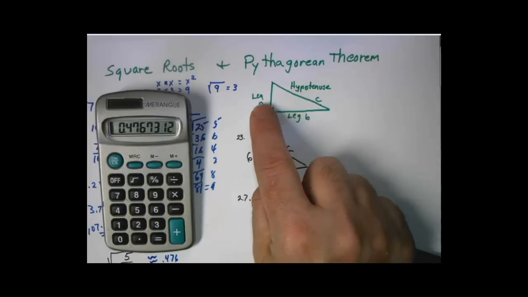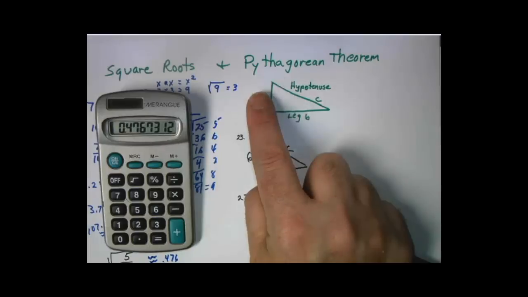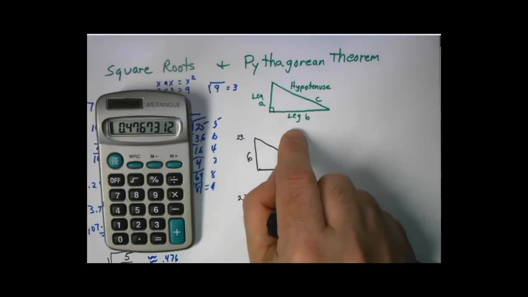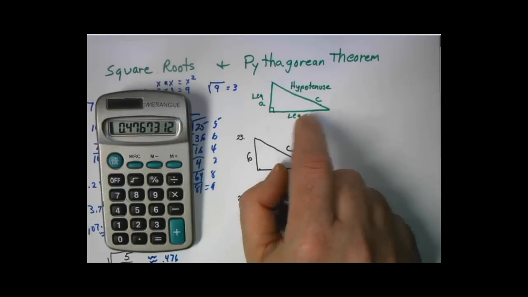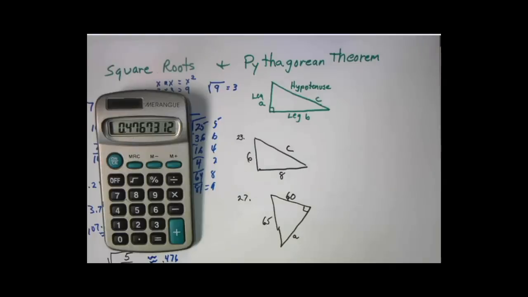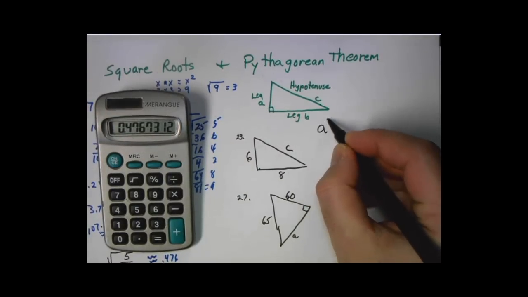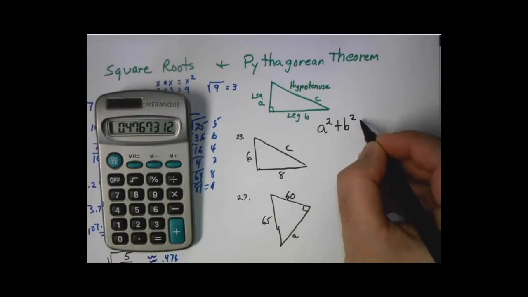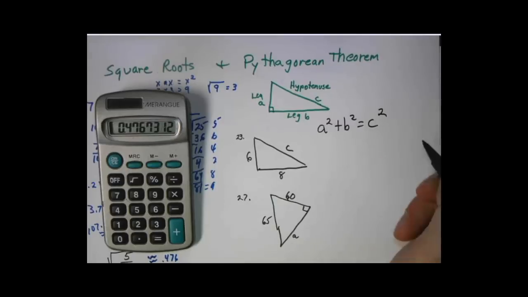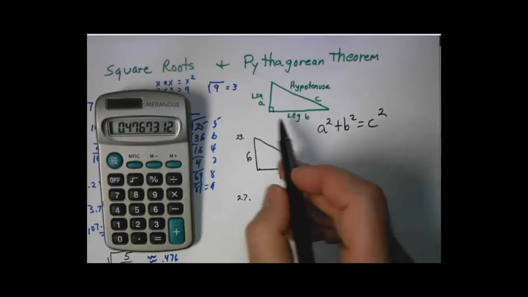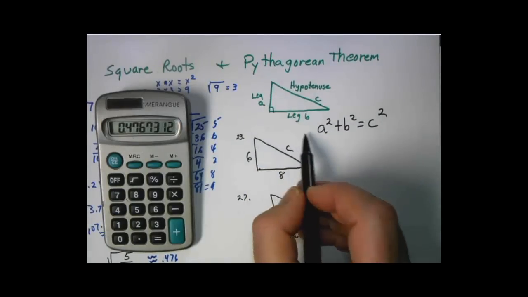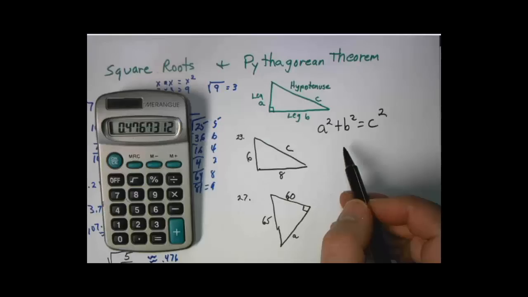It really doesn't matter which of the two legs you call a and b for our theorem. The hypotenuse, though, is always going to be c. The formula that you need to have in your homework is a squared plus b squared equals c squared. That means we've taken a leg and squared it, taken the other leg and squared it, and that equals the hypotenuse squared.